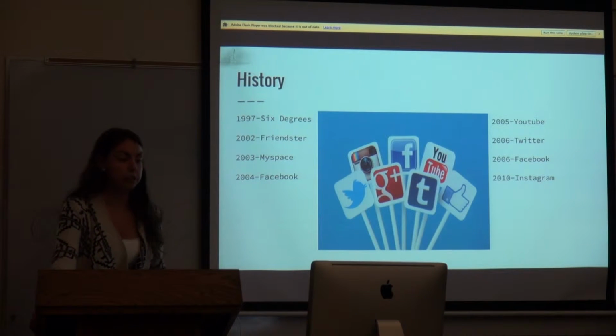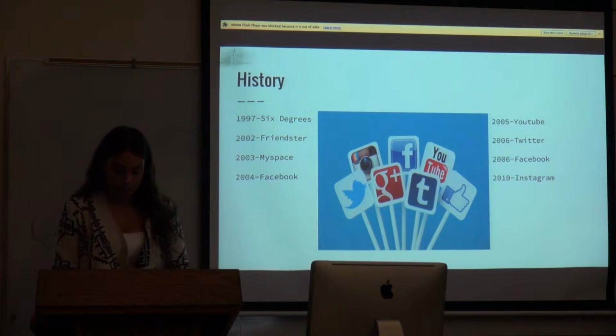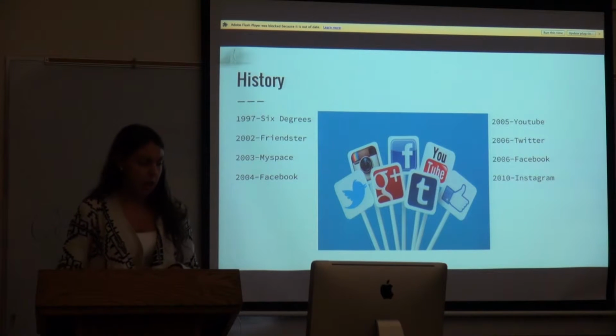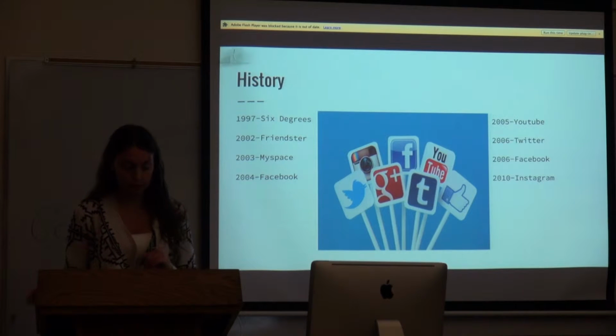In 2006, Twitter came about. Twitter was a different service. It allowed people to type only 140 characters in a setting, and it was something different and unique that no one had really seen before. And today it has over 300 million users.